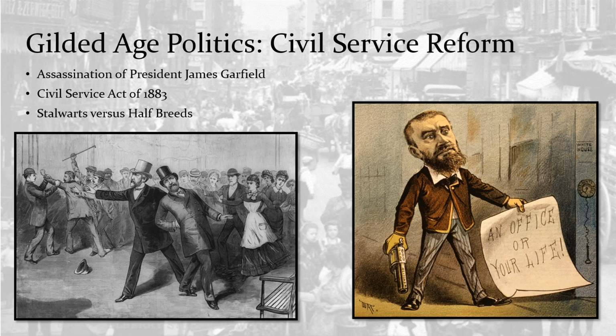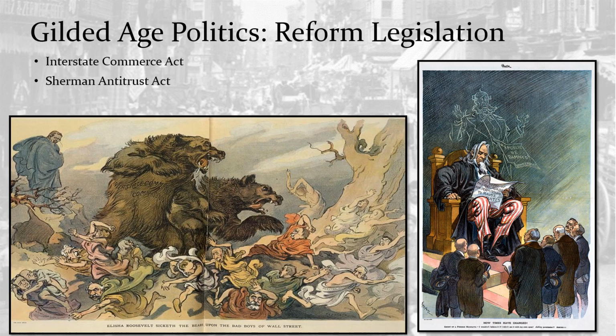Basically, this is not a very popular thing. The only reason they got it passed was because of Garfield's assassination. So some of the reform legislation, you have the Interstate Commerce Act, which is formed. And the cartoon to the right is talking about the ICC. Basically, what they were trying to do was to regulate the railroad rates that they were charging merchants and farmers.